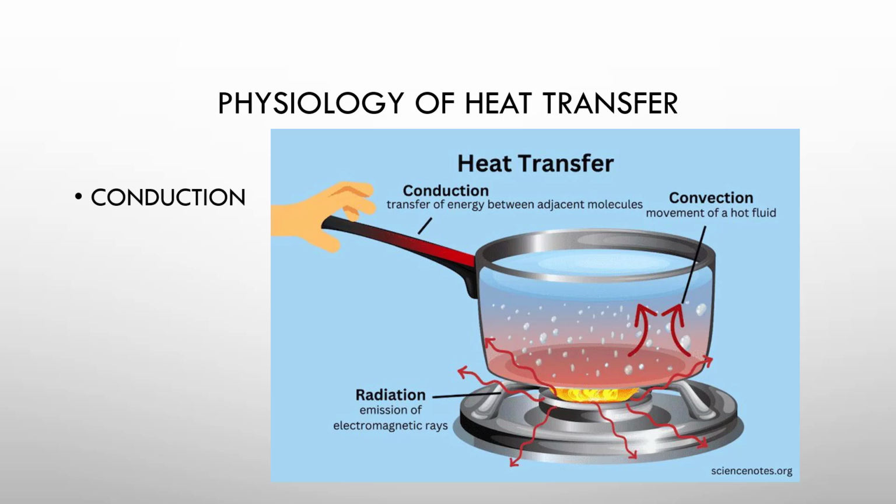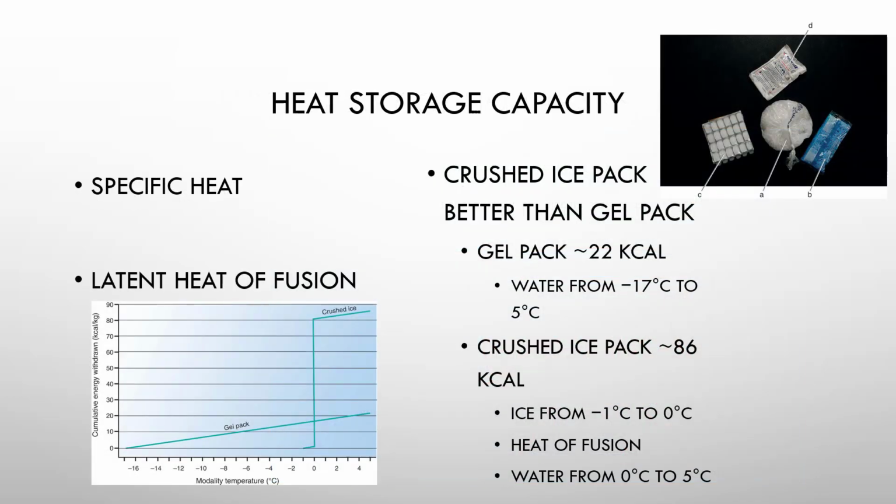and there is some individual variability. In heat storage capacity, there is a specific heat, the amount of heat energy required to raise 1 kilogram of substance 1 degree Celsius. For ice, that is equal to 0.5 calories per gram. For water, that's 1 calorie per gram.